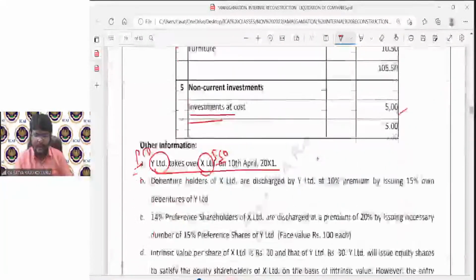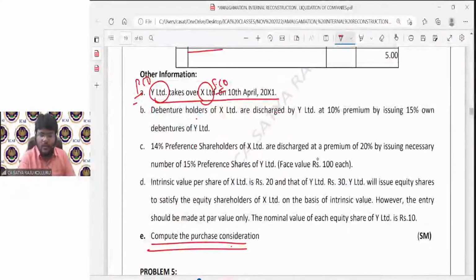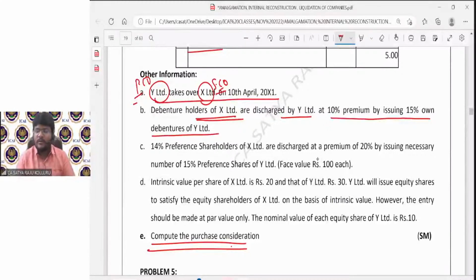Next, further information. Debenture holders of X Limited are discharged by Y Limited at 10% premium by issuing 15% own debentures of Y Limited. My first question is, no need to read, which is an irrelevant component. Amount payable to debenture holders of the selling company does not form part of PC. Just leave it, time waste. Come to point number C.